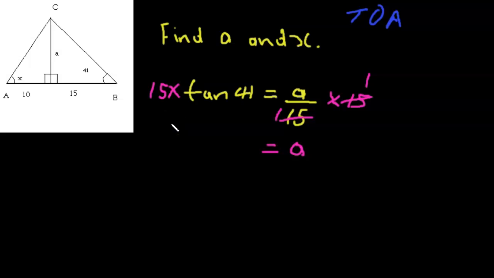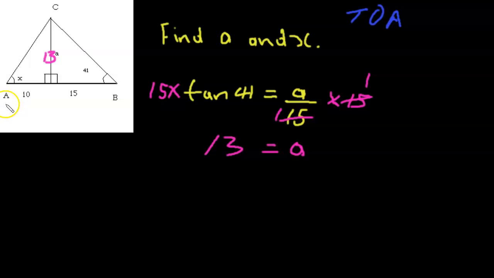Let me just get our calculator. 15 times tan 41. That's 13 if I'm using whole numbers. So 13 to the nearest whole number. So the value of A is 13.